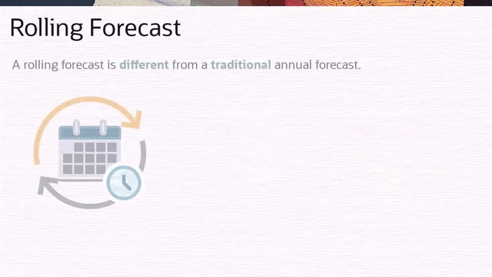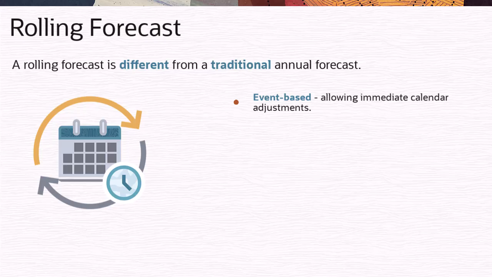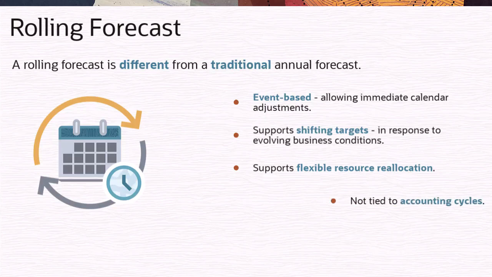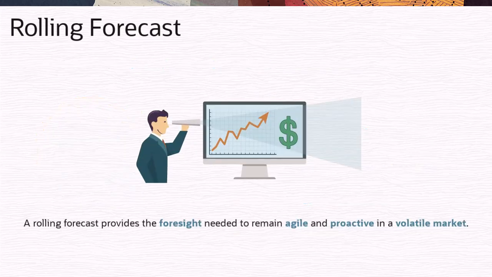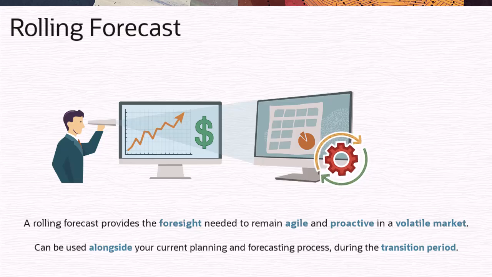periods. A rolling forecast is different from a traditional annual forecast. A rolling forecast is event-based, allowing immediate calendar forecast adjustments. It supports shifting targets in response to evolving business conditions, along with flexible resource reallocation, and isn't tied to accounting cycles, but aligned with driver-based assumptions that support your business. A rolling forecast provides the foresight needed to remain agile and proactive in a volatile market, and can be used alongside your current planning and forecasting process during the transition period.